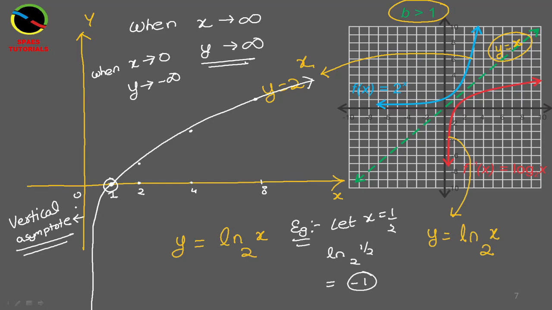When the line is parallel to the x-axis, it's called a horizontal asymptote. When a line is parallel to the y-axis, it is called a vertical asymptote. When a line is not parallel to any of the axes, it's called an oblique asymptote. So here the y-axis, or another name we call it, x equal to 0, will become the asymptote. So this is the graph for y equal to log x when the base is greater than 1. I think this should be very clear.